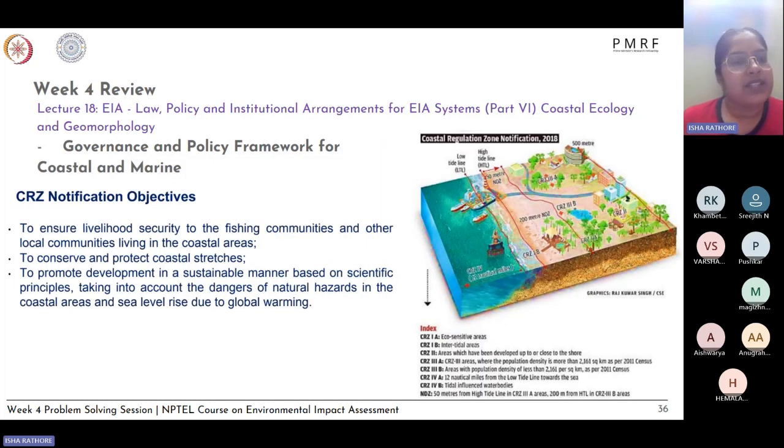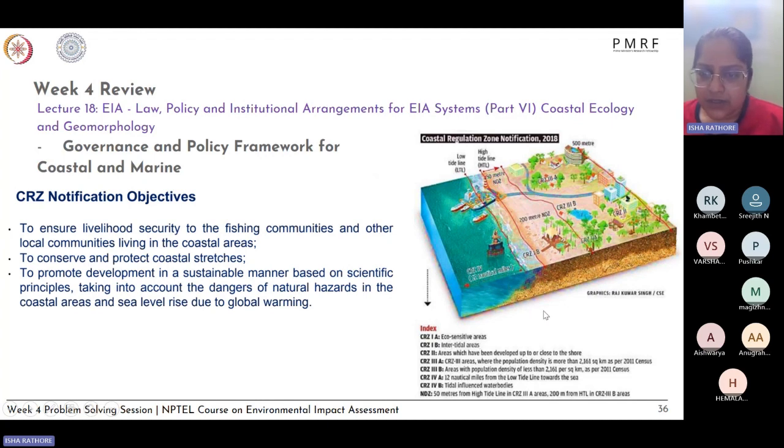Then we also looked at the CRZ notification objectives, or the Coastal Regulation Zone notification. So we have different coastal zones. First of all, we have the low tide line, where the tide recedes to. Then we have the high tide line, which is when the water level is higher and goes up to a certain further distance. So that is the high tide line. And then we have certain zones which are defined based on these high tide lines and low tide lines as well. So we have CRZ1A, which is eco-sensitive zones.